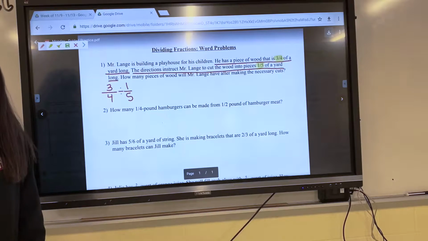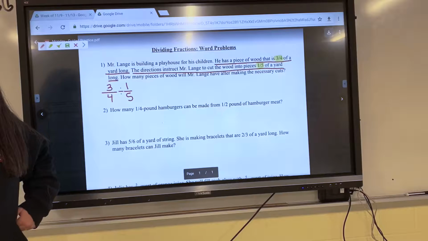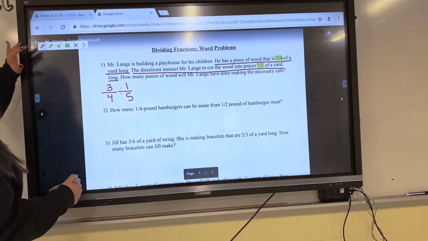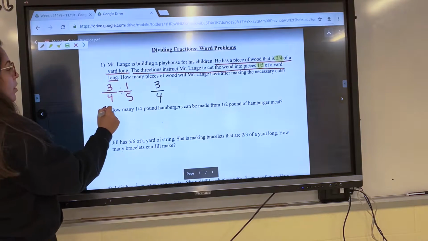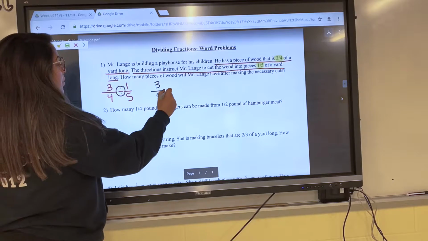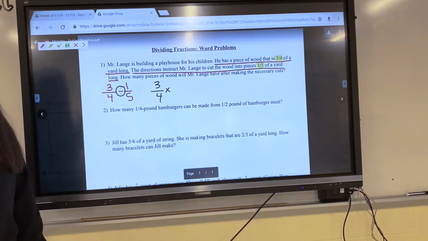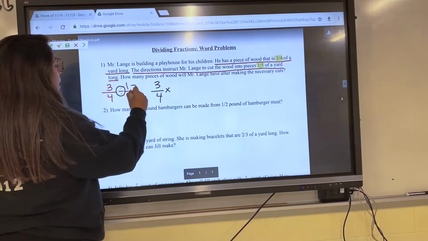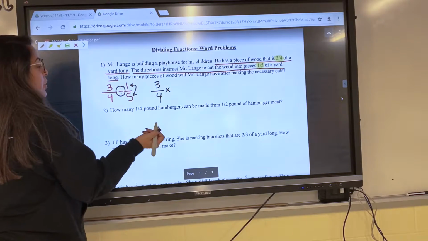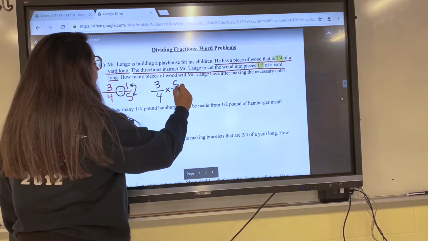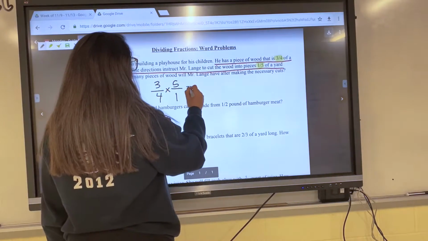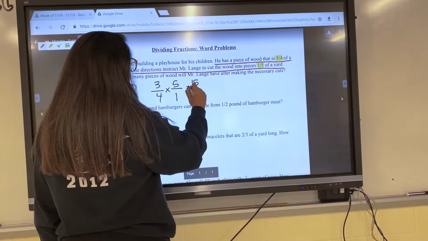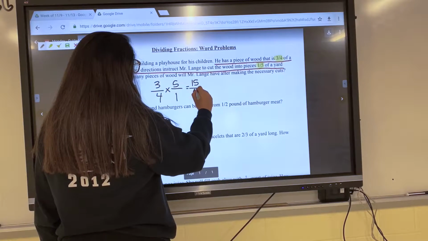Now remember, whenever we are dividing fractions, we're technically multiplying by the reciprocal. So when we do that, we keep 3/4 the same. This number stays the same. We're going to change the division to multiplication, and then we're going to find the reciprocal of 1/5. So remember, the reciprocal is just us flipping the fraction. So the reciprocal of 1/5 is 5/1. Then from there, we just multiply straight across. 3 times 5 is 15. 4 times 1 is 4.